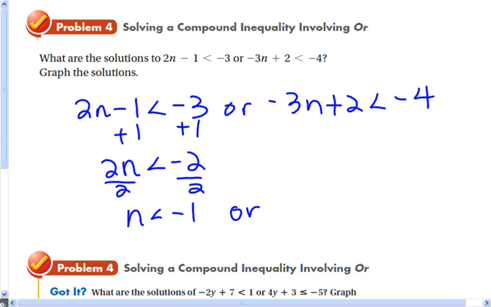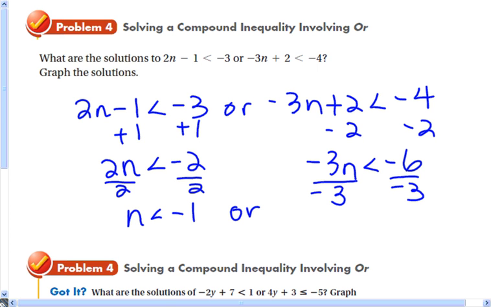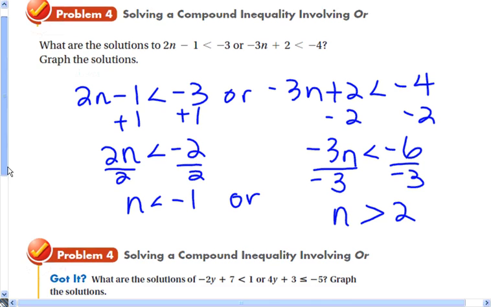Or we can subtract 2 from both sides on this one, and we get negative 3n is less than negative 6. Divide both sides by negative 3. And we get n is greater than, we had to reverse the symbol there because we divided both sides by a negative number. N is greater than 2. So our solution is n is less than negative 1 or n is greater than 2. We want to graph that.